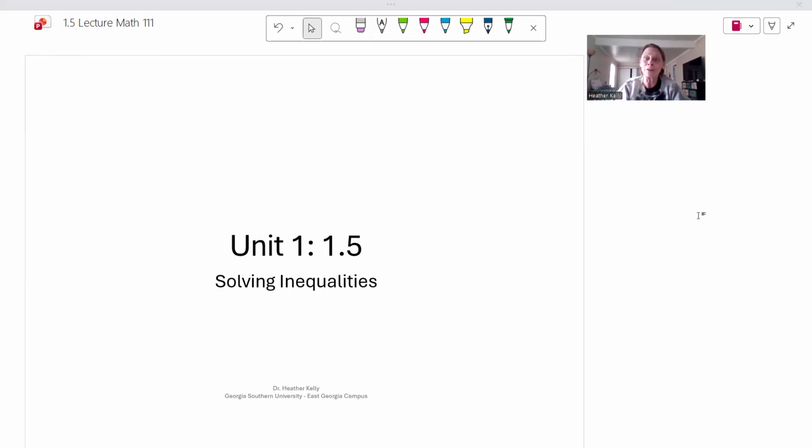We're going to talk about Unit 1, Section 1.5, solving inequalities. And I expect that you have already seen how to do this and that this is going to be very much like a review. Okay. So let's get started.